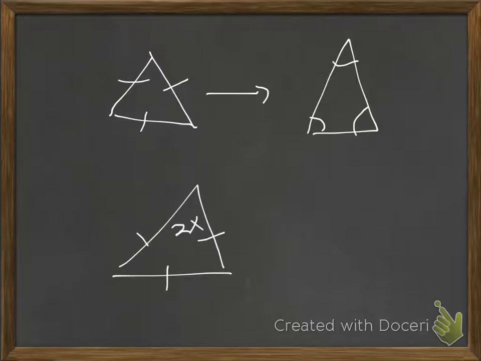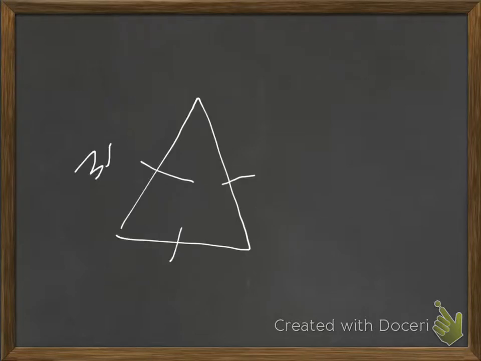What if I gave you this picture and I said solve for x? You might think, oh, there's no equation I can write. I can't set anything up. But you'd remember, oh, all the angles are 60, so I could set up an equation. 2x equals 60, divide by 2, and get x equals 30.